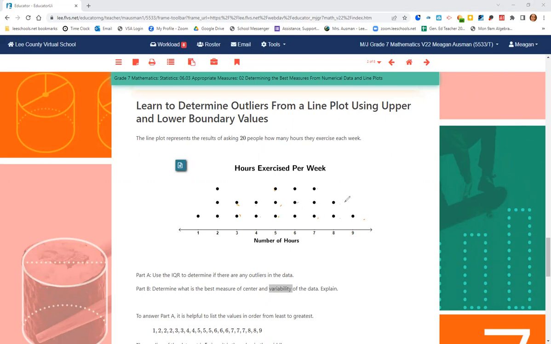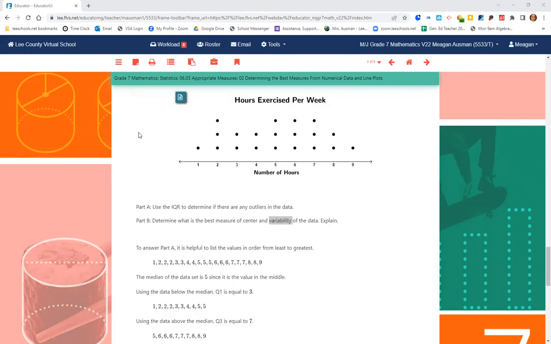1, 2, 2, 2, 3, 3, 4, 4, 5, 5, 5, 6, 6, 6, 7, 7, 7, 8, 8, 9. We have to write it down, okay? It's really hard to solve math problems at this point in the year without writing things down.